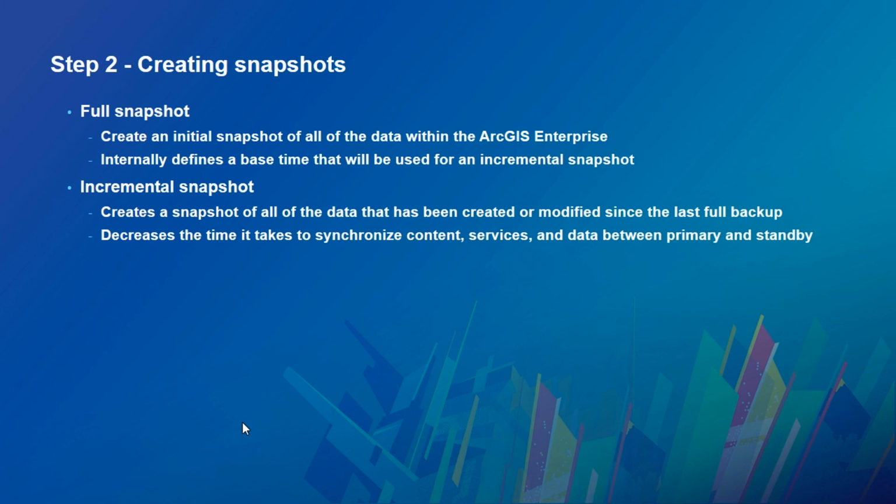All right, so moving ahead to step 2, creating snapshots. There are 2 different types of snapshots that you can create. And I'll start with the full snapshot. The full snapshot is much like what a backup is doing. It's getting the initial snapshot of all the data within portal, server, and DataStore at a specific point in time. Internally, it's defining a base backup timestamp that's going to be used for the incremental snapshot.